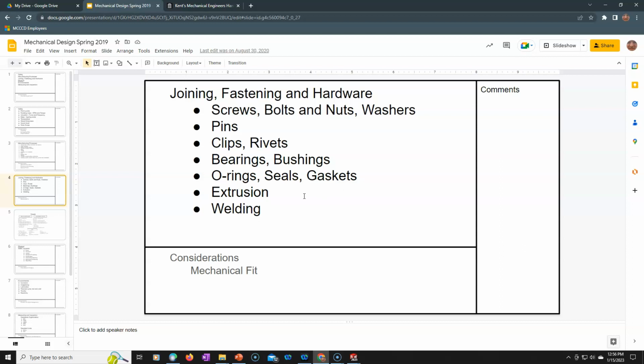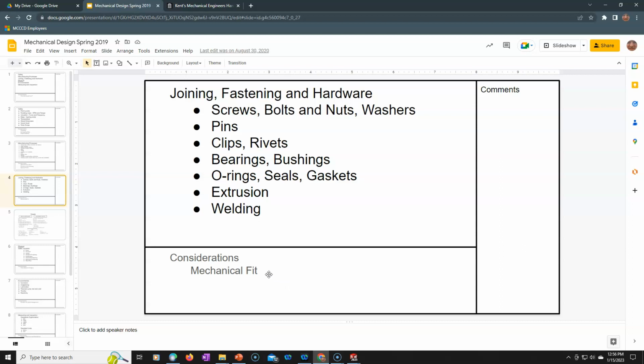Extrusions, and we'll deal a little bit with extrusions, are basically aluminum erector sets, so that we can build frames fairly easily and build whatever geometry we need. And then welding, usually with steels, but of course with the TIG process and moving further than that, then of course aluminum, being able to make those joints.